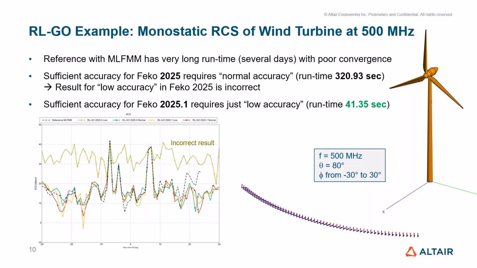In contrast, with FICO 2025.1, we've achieved a similar accuracy using the low setting with a runtime of just about 41 seconds. So this shows that even the lower accuracy levels in the new RLGO solver can now be used more confidently in certain scenarios.